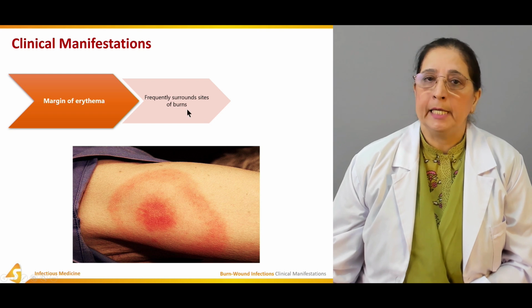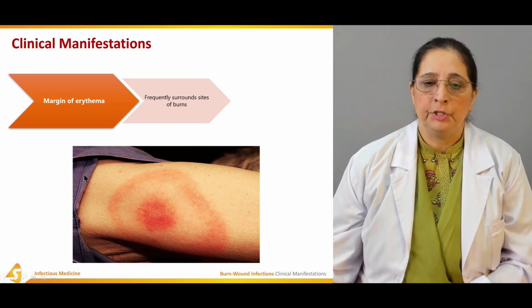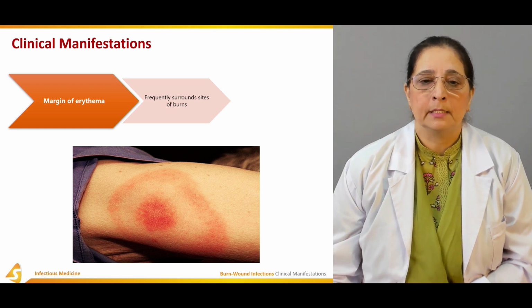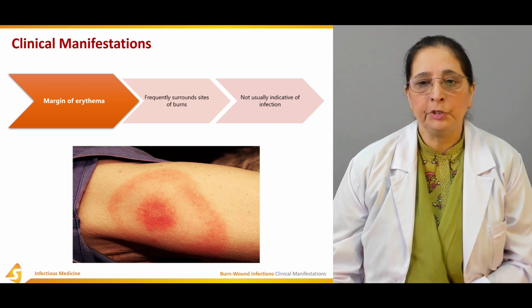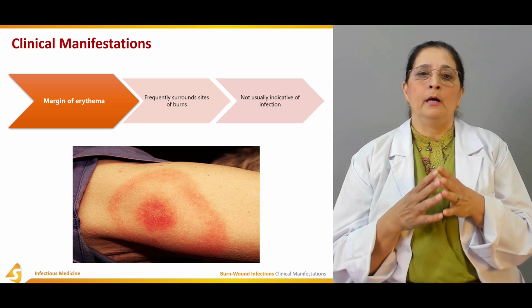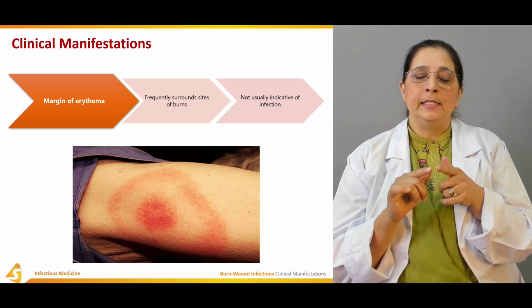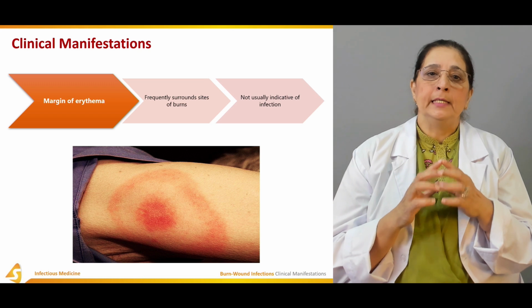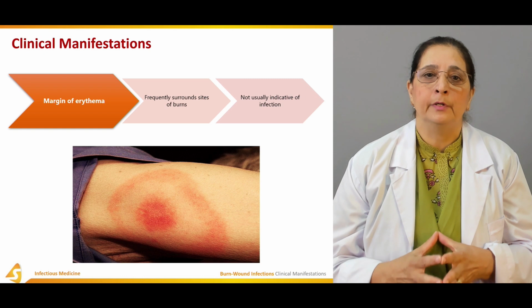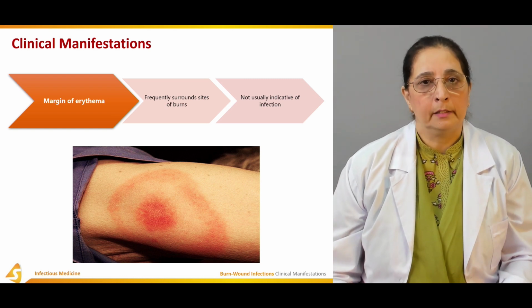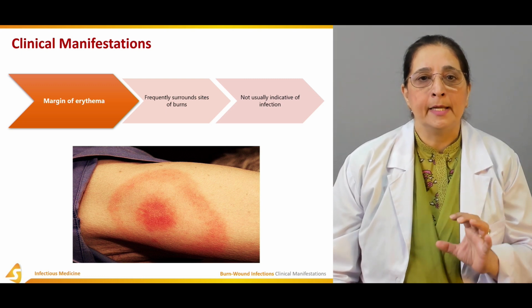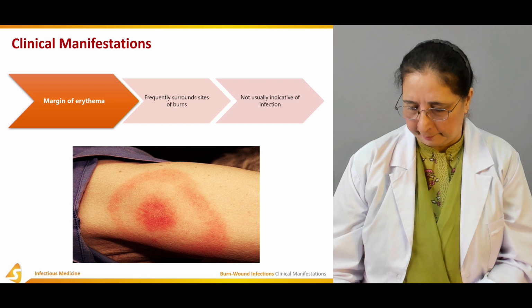Frequently surround site of burn. So the margin of erythema frequently surrounds the area which has burn. Not usually indicative of infection. So redness, erythema, or margin surrounding the burn area usually is present, and it's not the indication that infection of the burn wound is present. It's just the margin of redness surrounding the burn area.